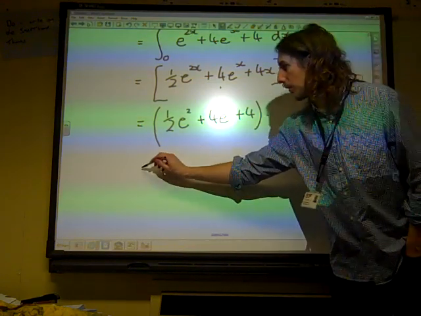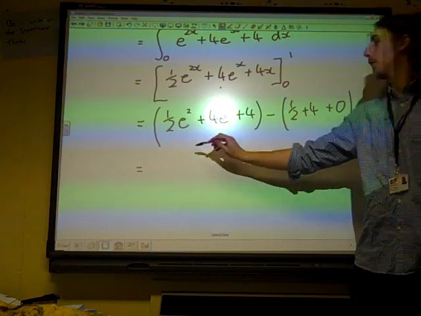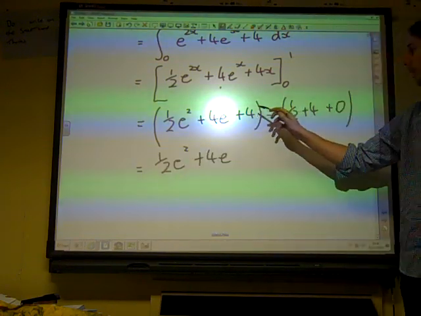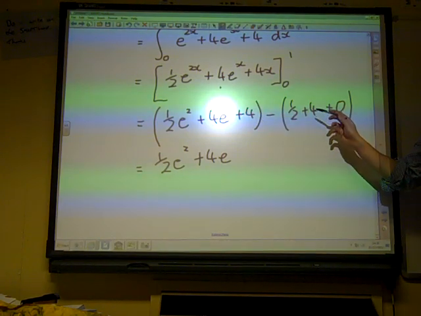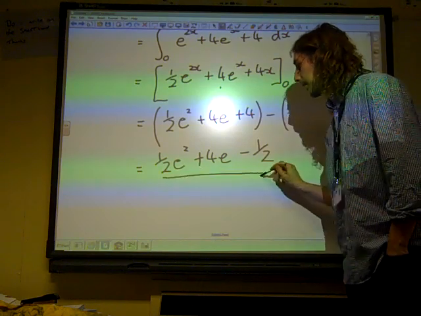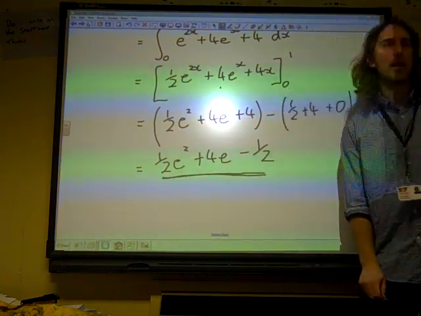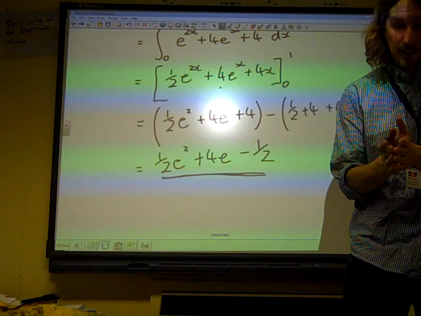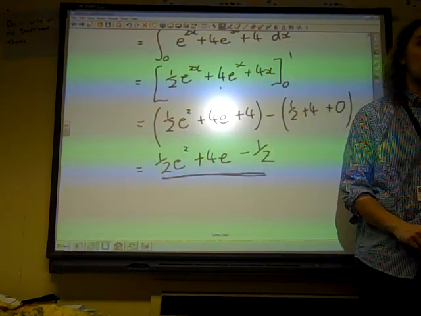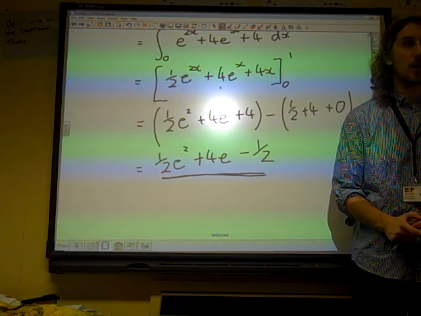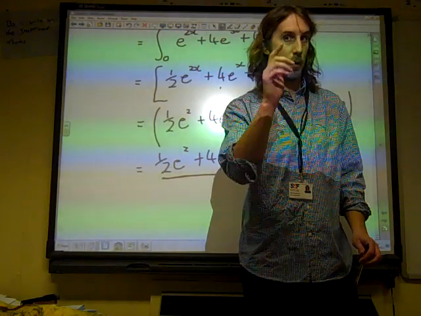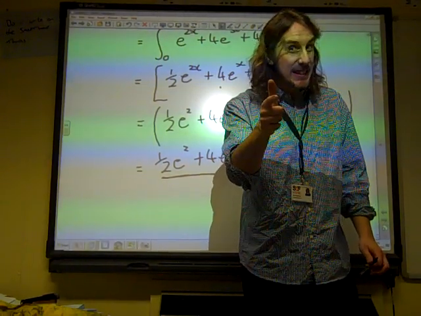And that's just about sorted. We've got half e squared plus 4e, and then the plus 4, we've also taken away a plus 4 there, so it must just be a minus a half at the end of it. There is our answer, and the question did say in an exact form, giving you an answer in terms of e, so a decimal equivalent was no good. Okay, and that's maths.